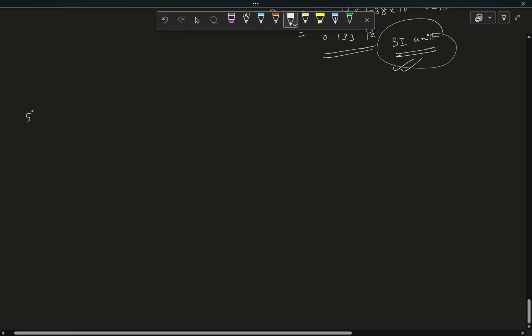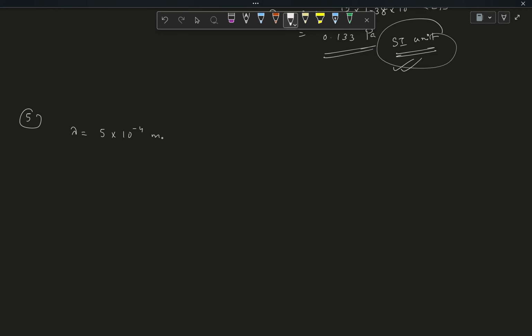Question number 5 is that your mean free path lambda is equal to 5 into 10 to the power of minus 4 meter, and you know your survival equation is n equal to n naught e to the power of minus x by lambda. So the number of molecules that does not undergo any collision within this distance of x is simply e to the power of minus x by lambda. In the question it is mentioned that x is the thickness of the range of 5 into 10 to the power of minus 5 meter.